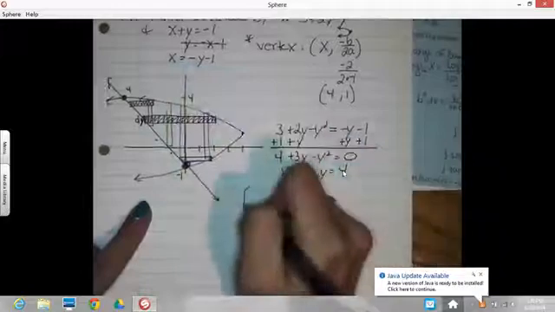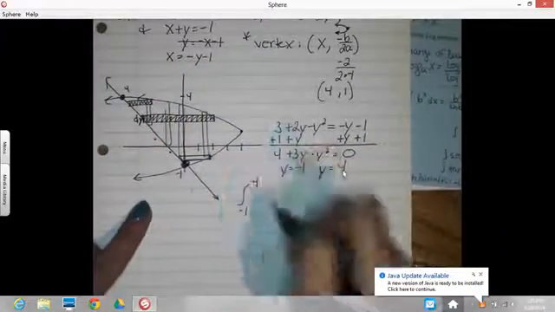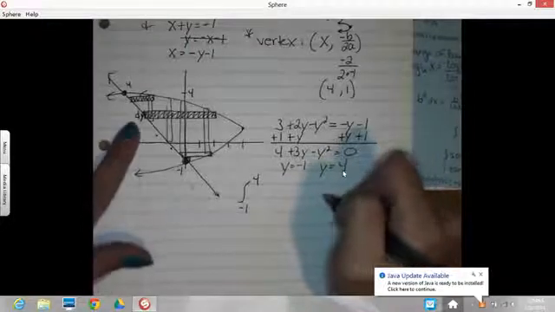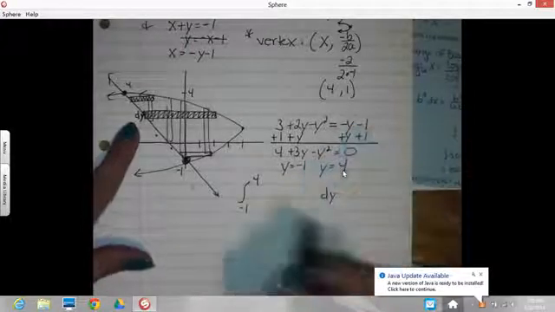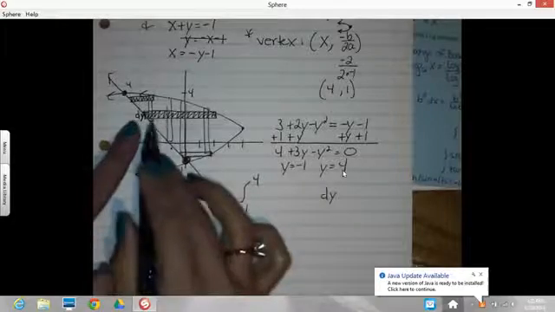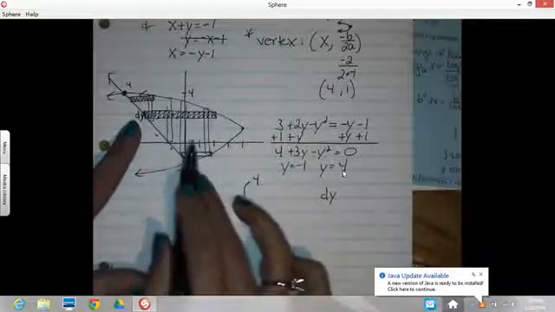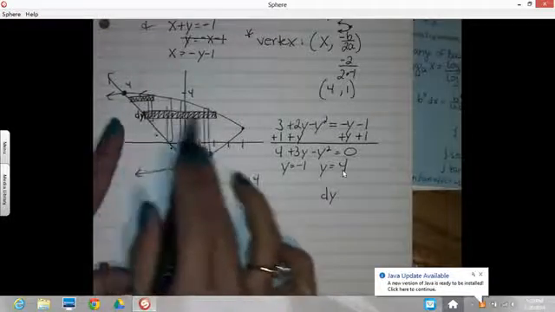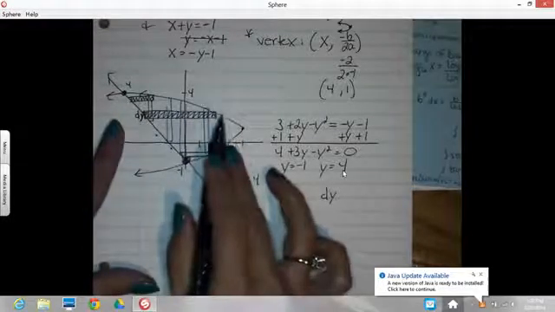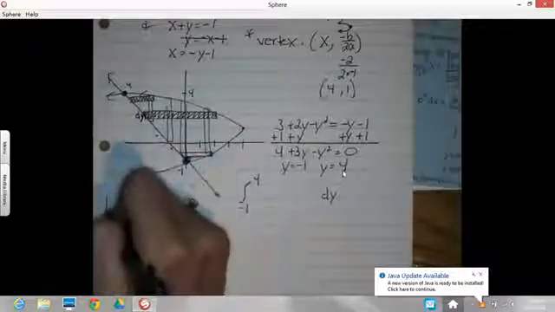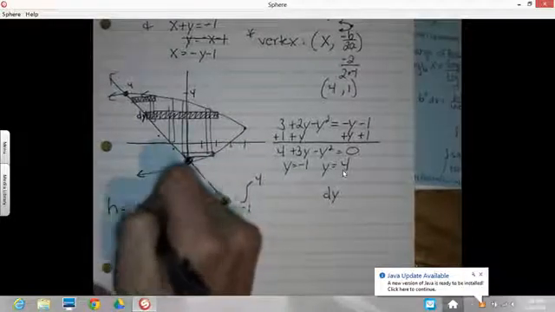The width of my rectangle is dy. The height of my rectangle, okay, yesterday we were doing top equation minus bottom equation, but I don't have that situation. I've got them laying down. So this time the height is right function minus left function. So height is going to be right minus left when they're laying down or in the horizontal position.